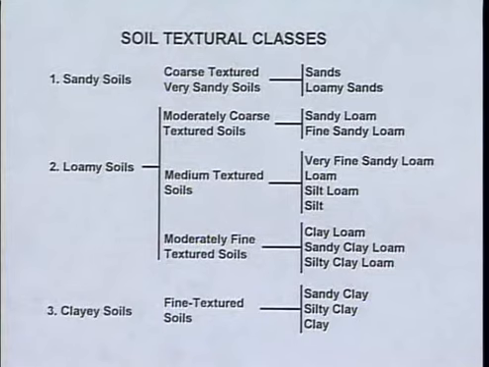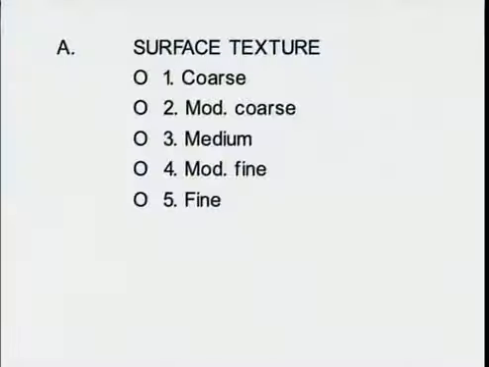So the topsoil in this case is a silt loam. We see that silt loam soils fit into the medium textured soil category. So for item number A on the land evaluation scorecard, we would mark item number 3, medium, indicating that that is where the silt loam soil falls in textural grouping.